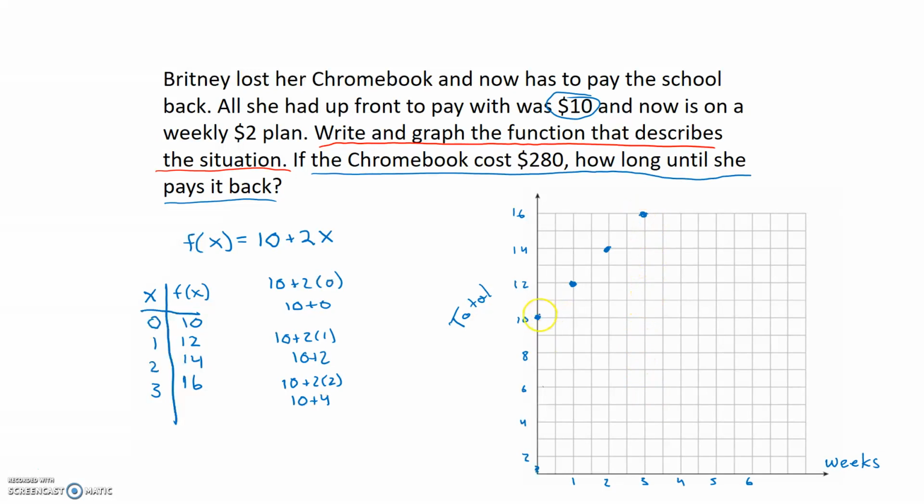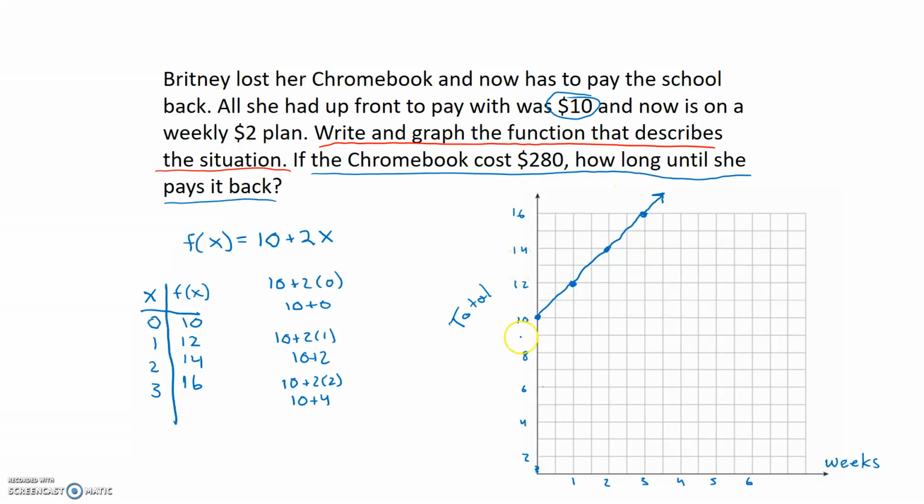Now again, it's very, very difficult to draw a straight line, but here we go. That's the best we can do. That line right there is representing this function here. This f of x equals 10 plus 2x is representing how much money she's paid back in the number of weeks. Now what I have to do is answer the last one. If the Chromebook costs $280, how long until she pays it back?